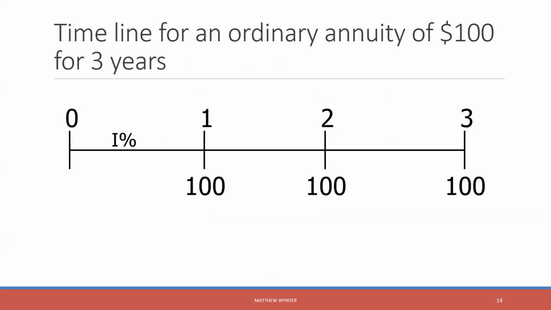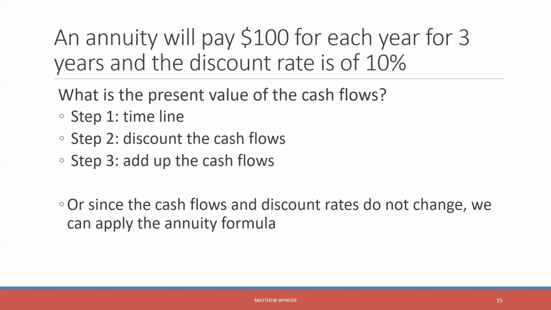Okay, let's look at a simple annuity that's going to pay $100 for 3 years. We've got some interest rate, some discount rate I, and we know that it's going to pay $100 for year 1, year 2, and year 3. How could we solve for this? Well, we could draw out our timeline. We could discount each of those cash flows. Then we can sum them up. Or we can apply our annuity formula since everything is going to be the same: our discount rate is fixed, the cash flow C is fixed, and we also know the total number of time periods. Let's look at both approaches.